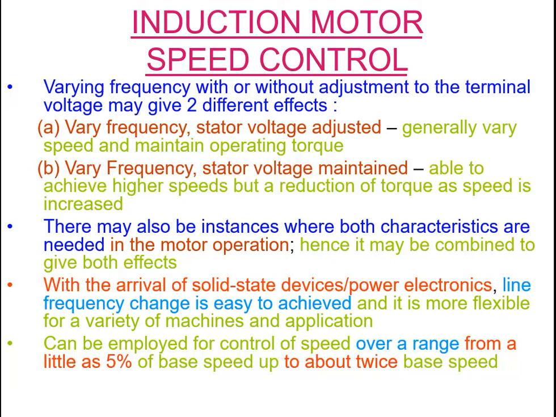It can be employed for control of speed over a range from 5% of the base speed. In previous cases only 4 to 6 speeds were available, but with the invention of power electronics, the speed control ranges from around 5% of the base speed to twice the base speed. That means a huge speed range is controlled with the help of power electronics or solid state devices, so nowadays major speed control is replaced by the three-phase induction motor with the help of these devices.